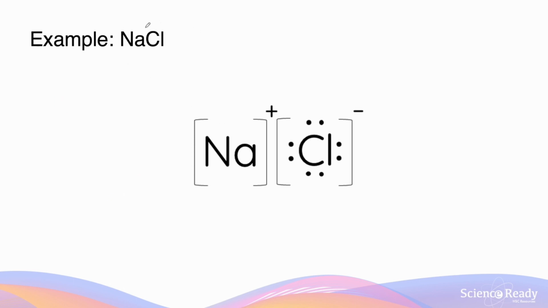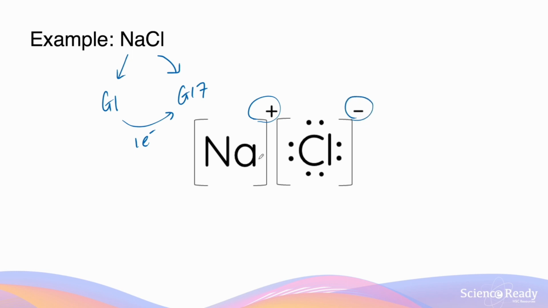Sodium chloride. Now sodium is in group 1, so it has 1 valence electron. Chlorine is in group 17, it's one of the halogens, and it has 7 valence electrons. The ionic compound between them is simple. Sodium will lose 1 electron to the chlorine, and therefore the ratio between them is 1 to 1. When sodium loses an electron, it becomes sodium plus, and when chlorine gains an electron, it becomes chloride minus.